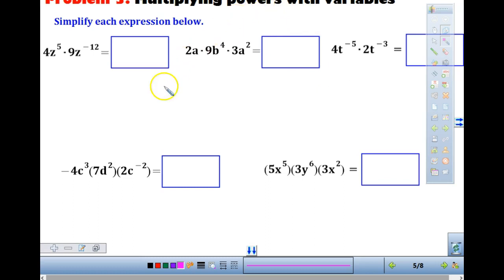So when I look at this problem, I want to rearrange, and I'm going to use that commutative property and put 4 times 9, and then instead of writing down both z's, I'm going to put z to the fifth plus negative 12. Write it down the same time as I'm writing mine. So we're going to do our multiplication. 4 times 9 gives us 36. We're going to have z to the 5 plus negative 12.